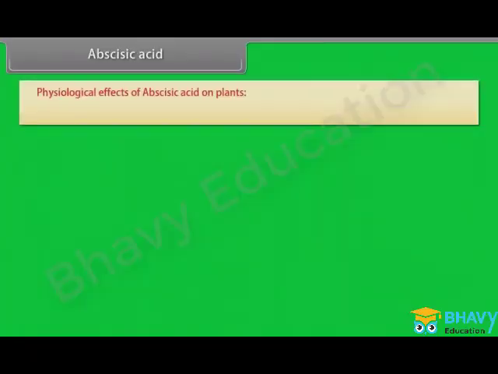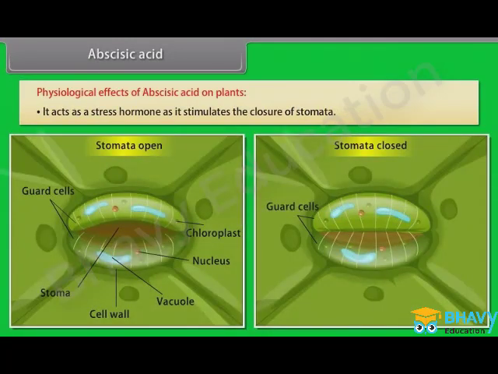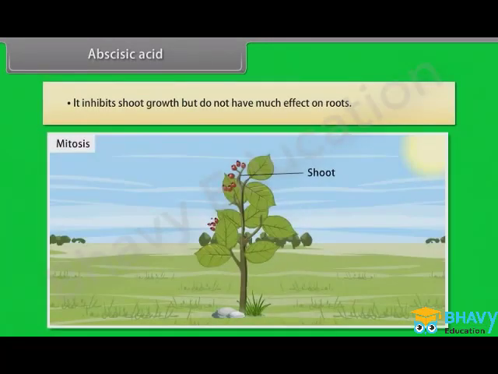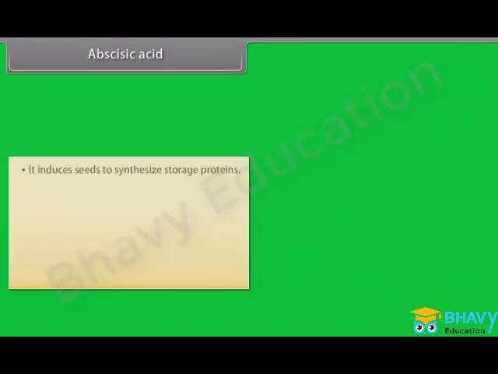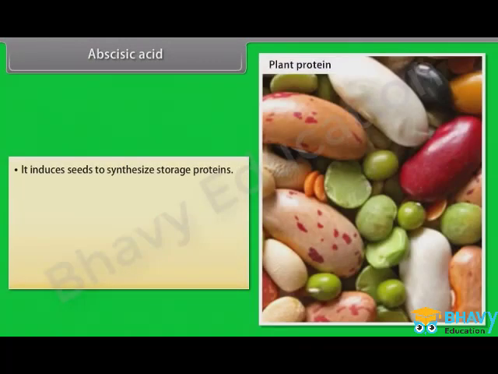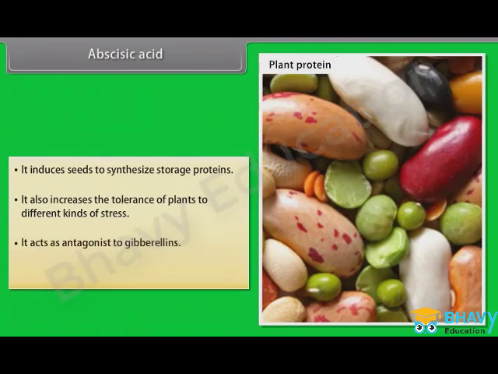Abscisic acid. Physiological effects of abscisic acid on plants. It acts as a stress hormone as it stimulates the closure of stomata. It inhibits shoot growth but does not have much effect on roots. It induces seeds to synthesize storage proteins. It also increases the tolerance of plants to different kinds of stress. It acts as antagonist to gibberellins.